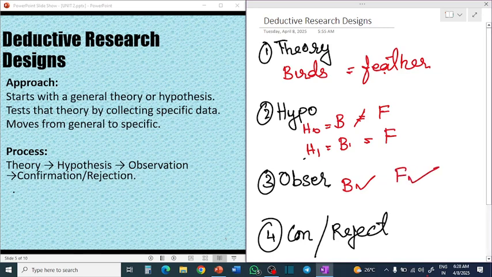So what will you do? You can confirm that birds have feathers. So this is deductive research design. In deductive research design, what we have done is we have gone from a general statement to specific.